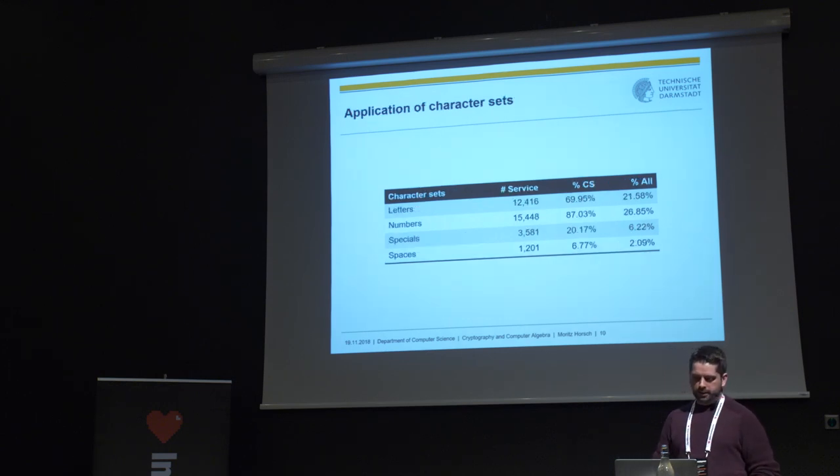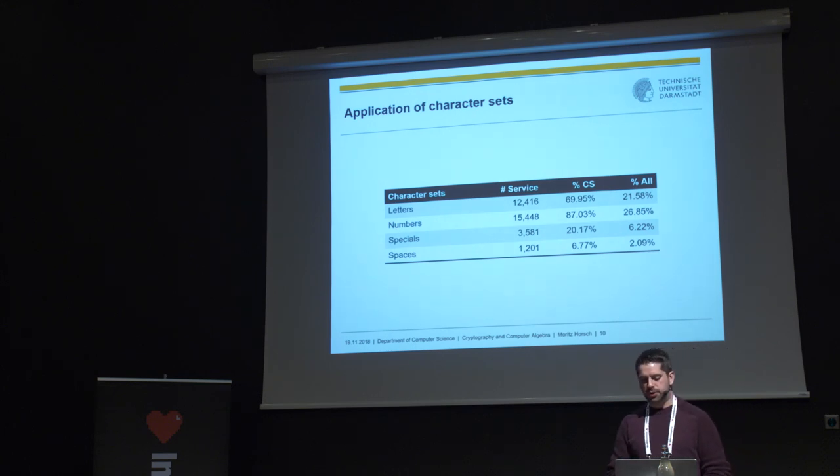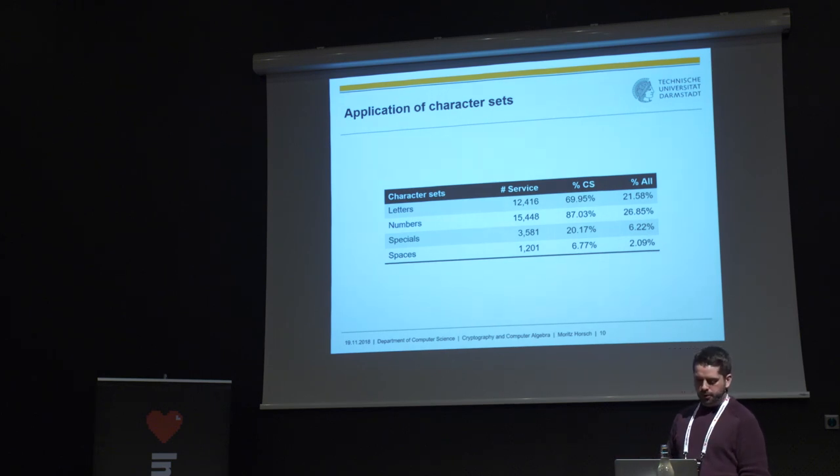When we take a look at the character sets, we can see that the services usually specify letters and numbers. You see here in the third row the percentage with respect to all the services that specify character sets, and the fourth column shows the percentage with respect to all these 57,000 services. As you can see, special characters are not widely used, and when we talk about spaces, really just a couple of services specify spaces.